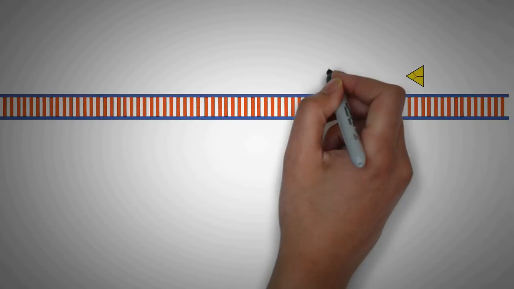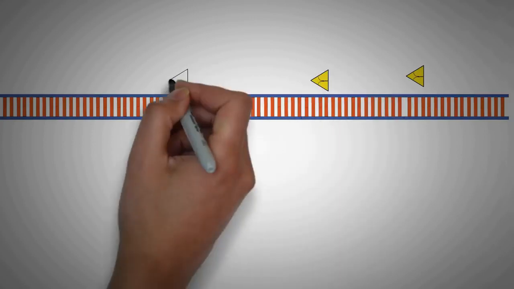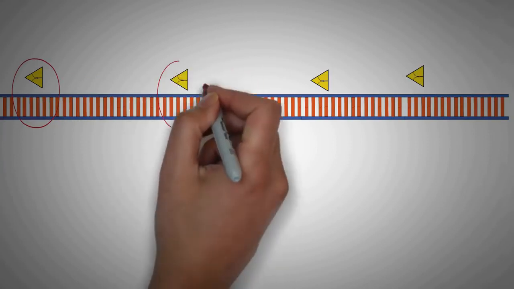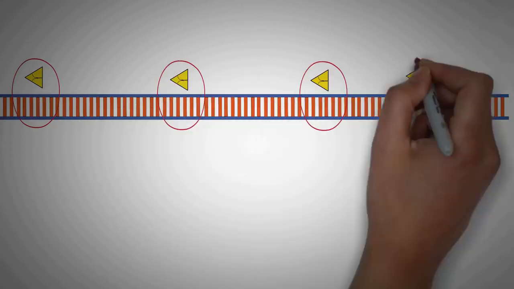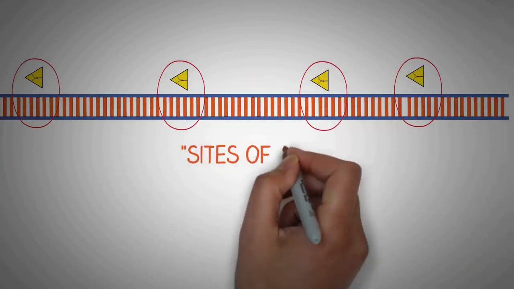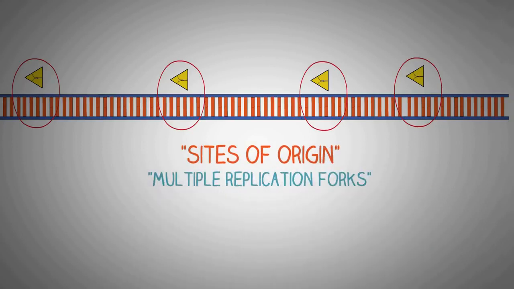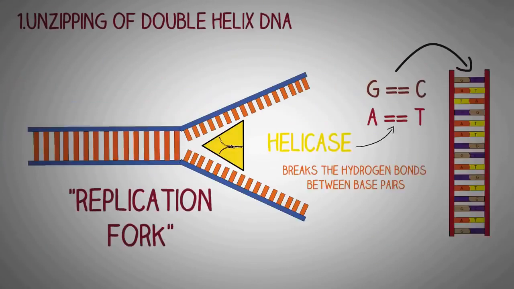Now the process of unzipping of DNA involves the action of multiple helicase enzymes on different segments of DNA. These segments of DNA where the enzyme helicase acts are also known as the sites of origin. Since the helicase acts on the DNA at multiple sites, multiple replication forks are created upon which the process of DNA replication will proceed.